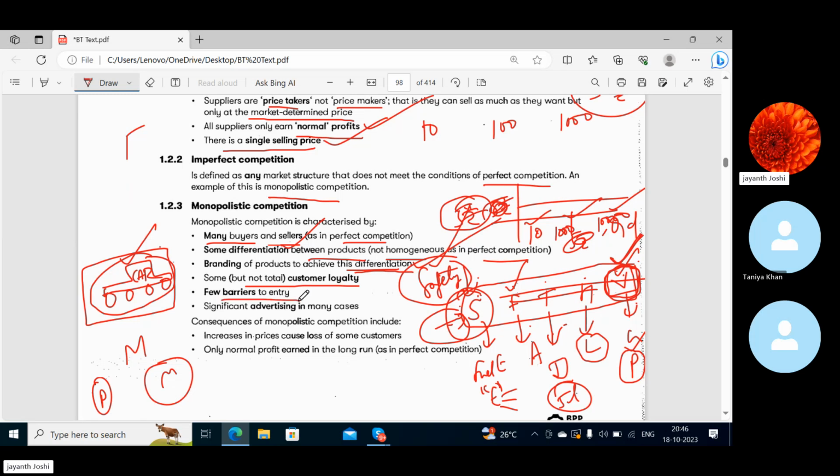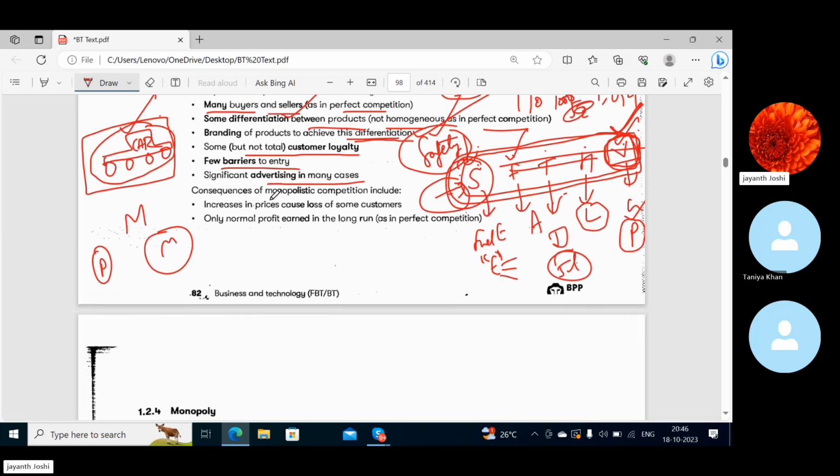Few barriers to entry. These are the players who are playing in the market, so others will find it difficult to enter. Significant advertising in many cases. Consequences of monopolistic competition include increase in prices, loss of some customers, and only normal profit earned in the long run, as in perfect competition.